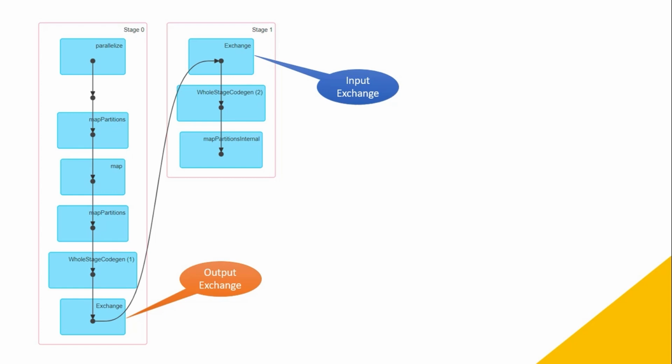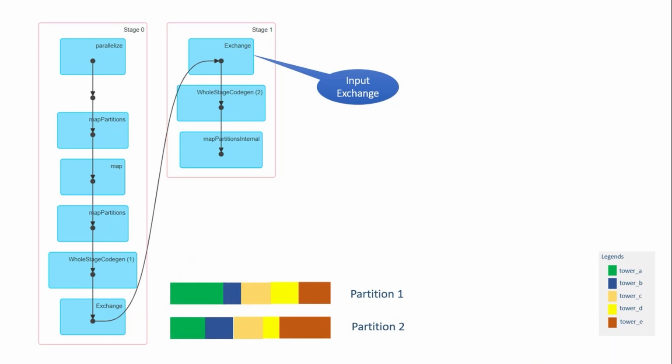Now let's dig deeper into these exchanges. Let's look at the input exchange. The input exchange might look like this. I'm assuming that my input data source has only 2 partitions. So the stage 0 exchange should have 2 partitions. I'm assuming that I have data for 5 towers. So each partition in this exchange might have some data for tower A, tower B, tower C, and so on. Make sense? This is how my exchange looks.